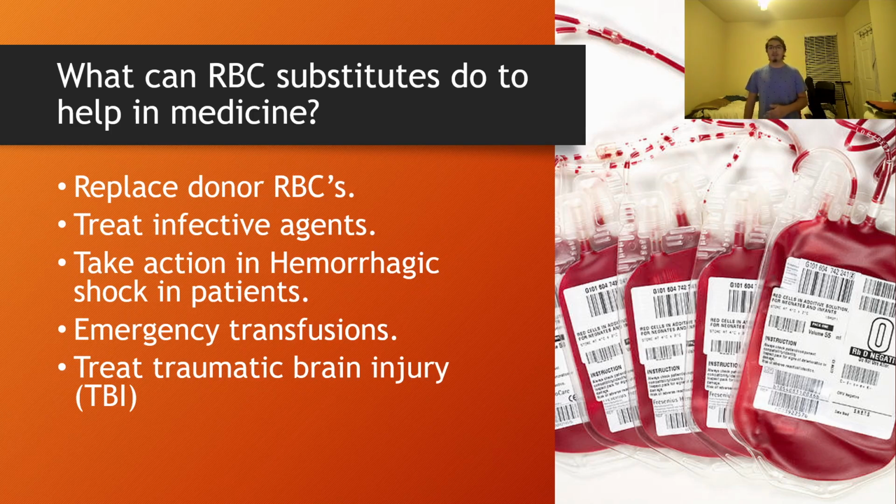They could also treat infective agents, like bacteria and viruses. An example is HIV. During the 1980s, people were being contaminated with HIV as they were given blood, and with red blood cell substitutes, they could prevent that. They could also take action in hemorrhagic shock, which is a lot of blood loss in the patients. Although it's still a serious matter, it's more about the supply that the doctors could get to help the patient right away.